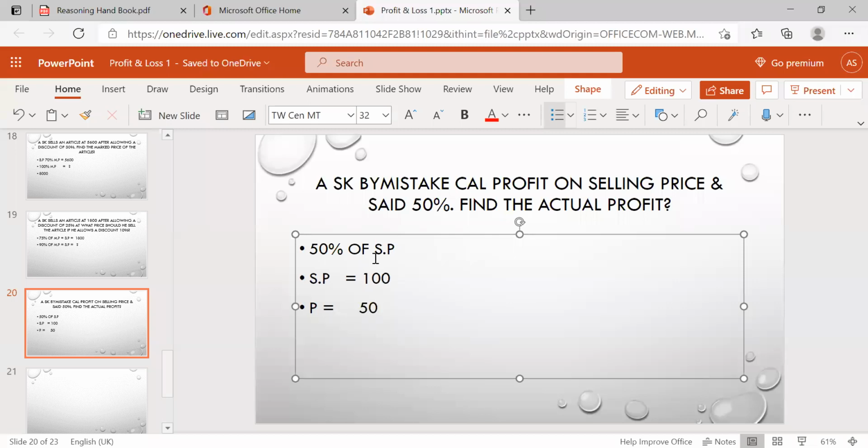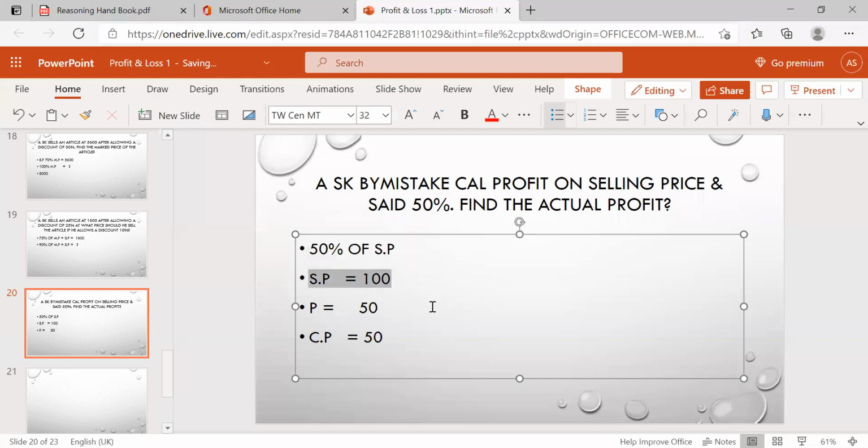So 50% is profit, and he sells for 100 rupees. His sell is 100 rupees and 50% is a profit, he said, and 50 rupees is the profit. That means what is the cost price here? It's nothing but 50 rupees, right? So 50 rupees is the cost price and 100 rupees is the selling price.